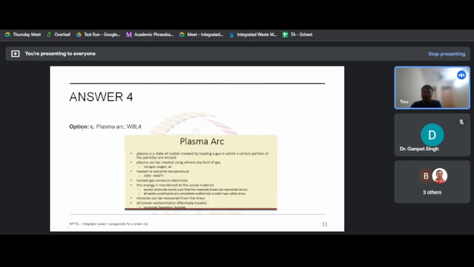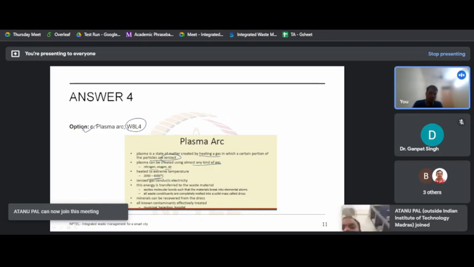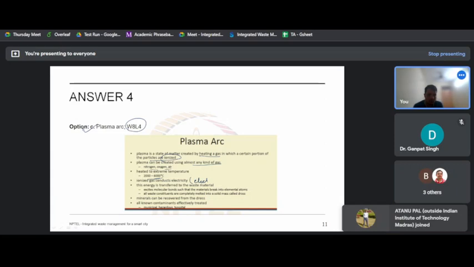So option C, plasma arc. Students can refer to the fourth lecture of this week. It is a state of matter created by heating a gas in which a certain portion of the particles are ionized, so it can be created with almost any kind of gas: nitrogen, oxygen, air. We need to heat it to an extreme temperature of 2000 to 6000 degrees Celsius. This ionized gas will be able to conduct electricity because it has free-flowing electrons, so they can transfer electricity.